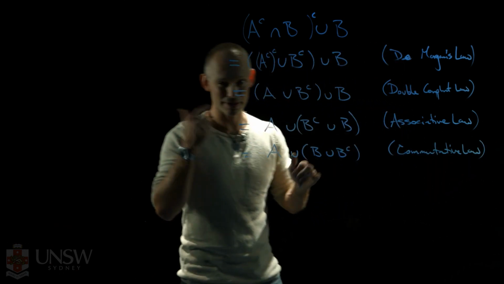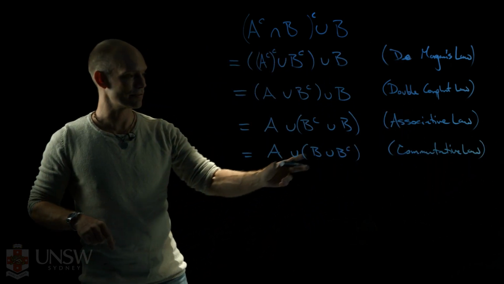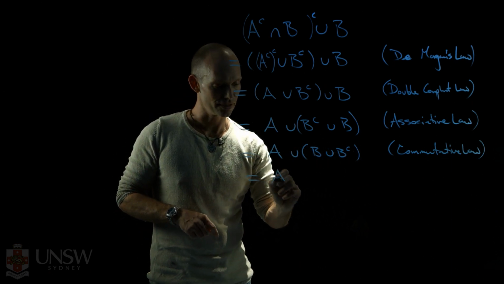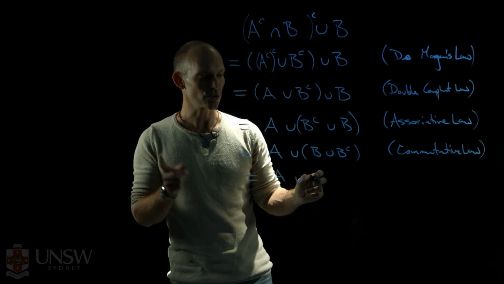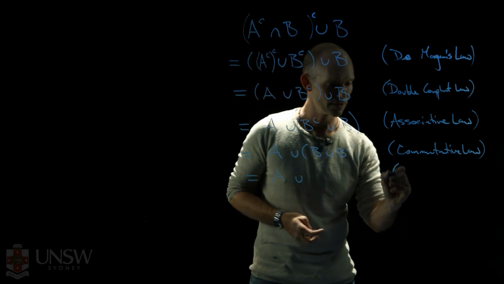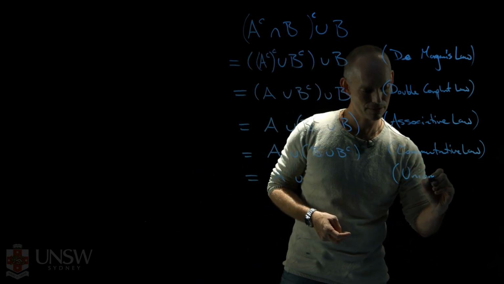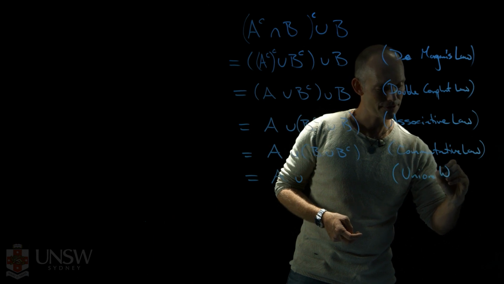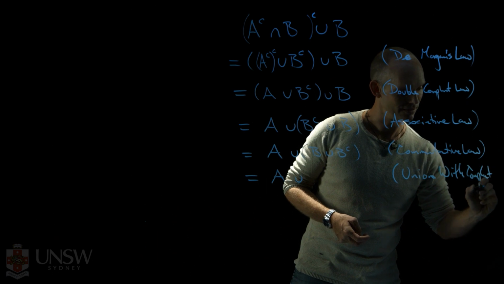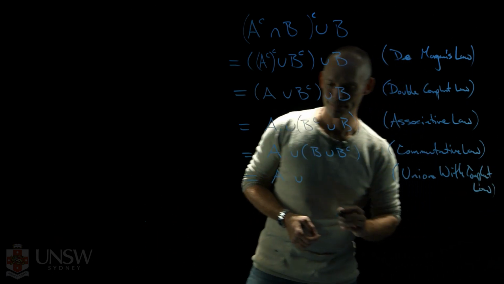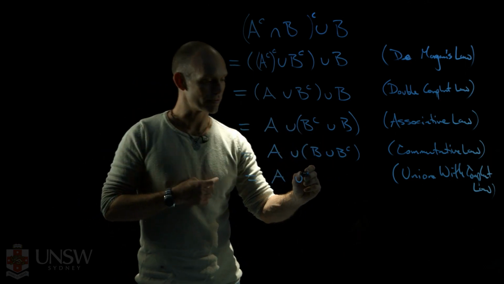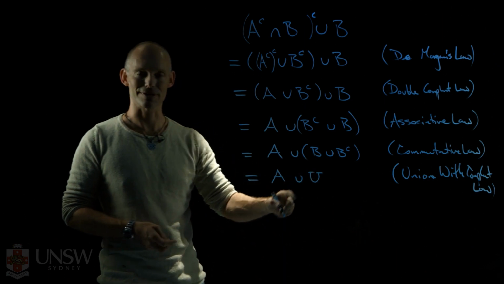It might not have any sort of lingering doubts whether the expression of this next law that we're going to use is applicable. So here we have A union, and the law that I'm talking about is the union with complement law, which says that B and its complement, the union of them, is just the universal set.